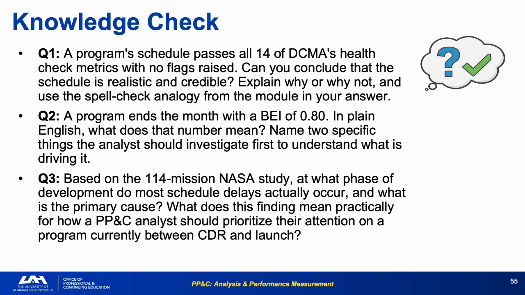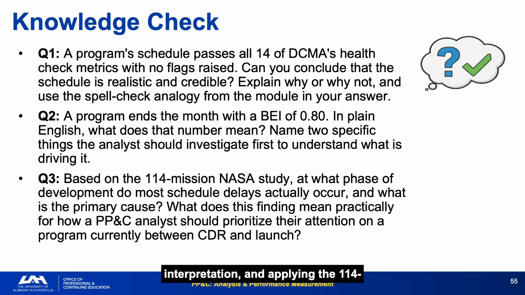Three questions testing Module 2 concepts, schedule health check limitations, BI interpretation, and applying the 114 mission historical data to current program management practice. Q1 requires the spell check analogy. A schedule can pass all 14 DCMA metrics and still have wrong durations and incorrect logic. Q2 requires explaining BEI as a task execution ratio and identifying root causes.